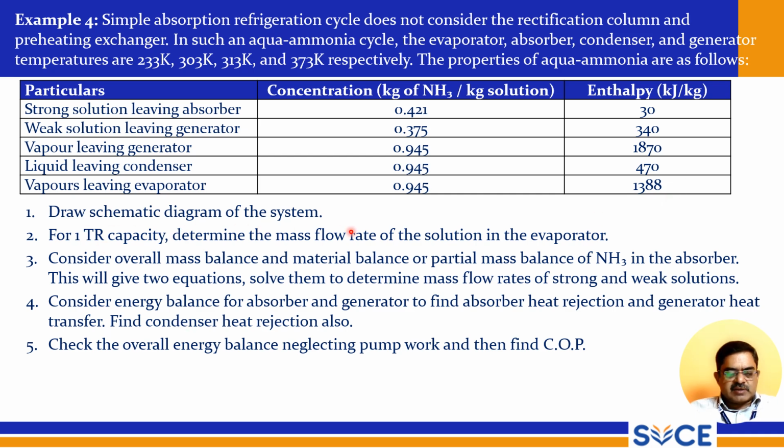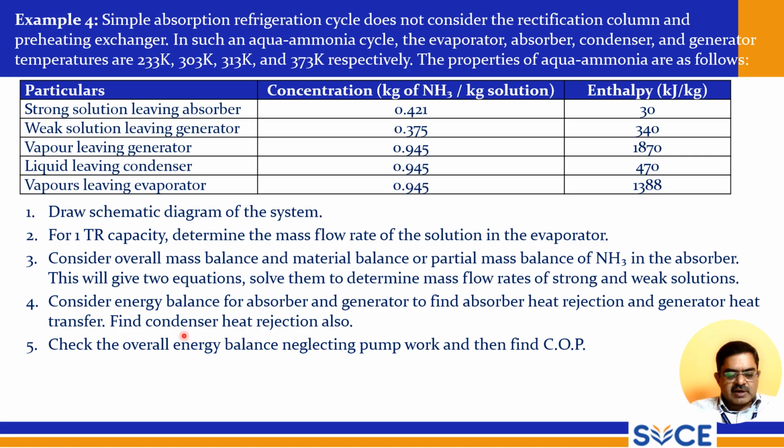Draw the schematic diagram of the system. The schematic diagram we have already drawn in the earlier session, so the same diagram you can draw and show here. For 1 ton of refrigeration capacity, determine the mass flow rate of the solution in the evaporator. Consider overall mass balance and partial mass balance of NH3 in the absorber. This will give two equations; solve them to determine mass flow rates of strong and weak solutions. Then consider energy balance for the absorber and generator to find absorber heat rejection and generator heat transfer.